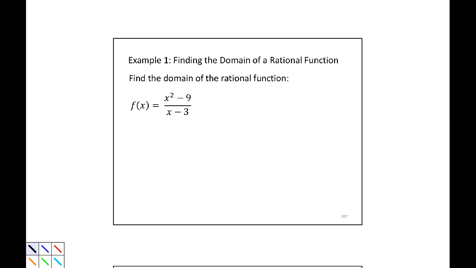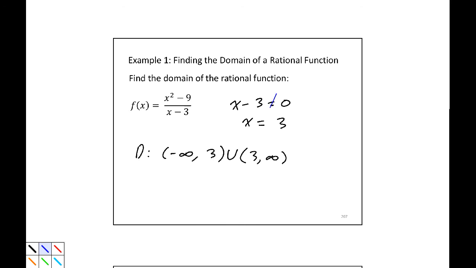Let's set the denominator equal to 0, so x minus 3 equals 0, and that shows us that x is equal to 3. So our domain is every x value in the real numbers such that x is not equal to 3. So we can write this in interval notation as minus infinity to 3, not including 3 with parentheses, unioned with the interval parentheses 3 comma infinity. X is not equal to 3 is the other way to write that.